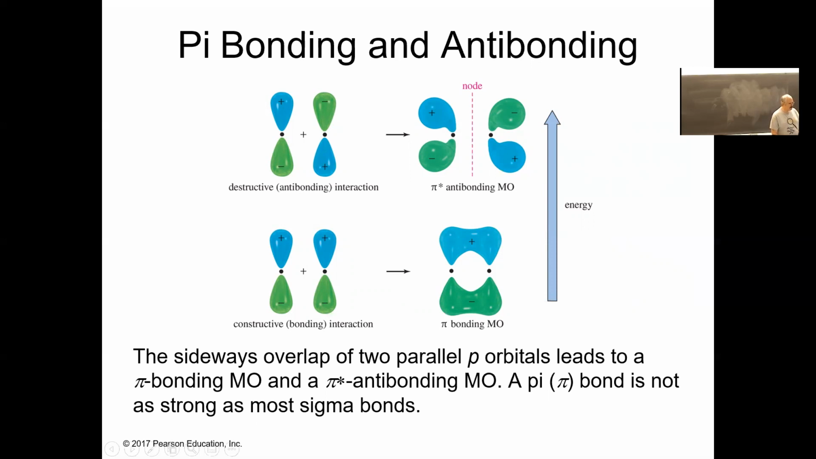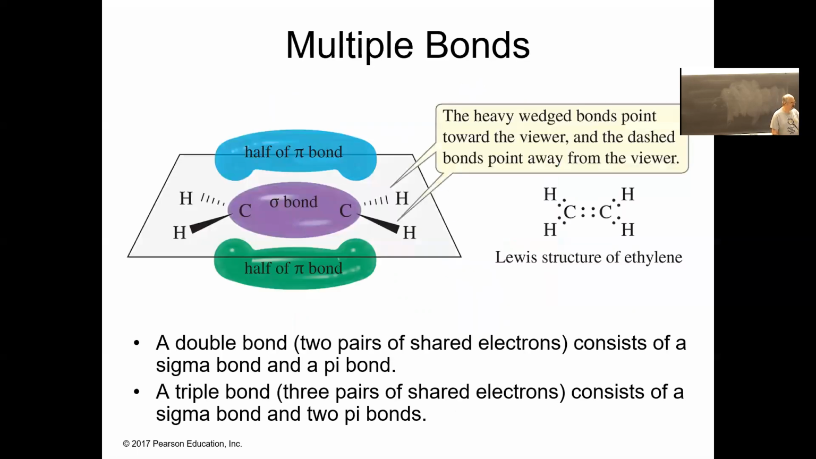Okay, this is an important comment down here. A pi bond is not as strong as most sigma bonds. Okay, that's important in predicting how molecules will react.